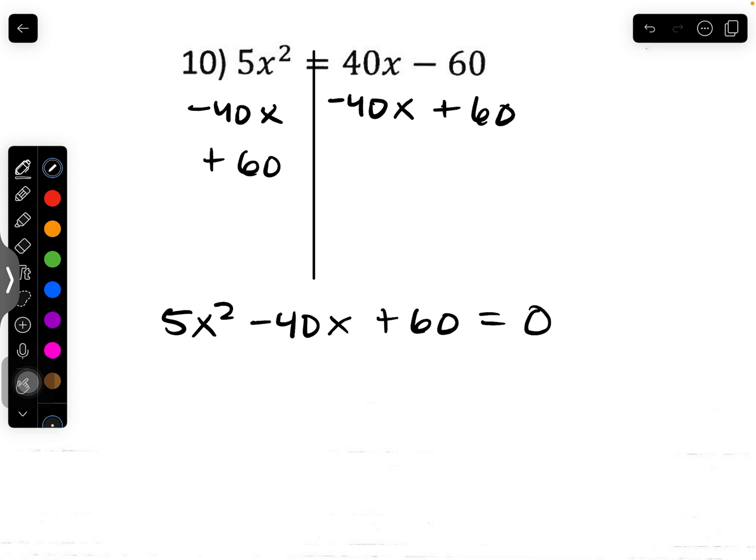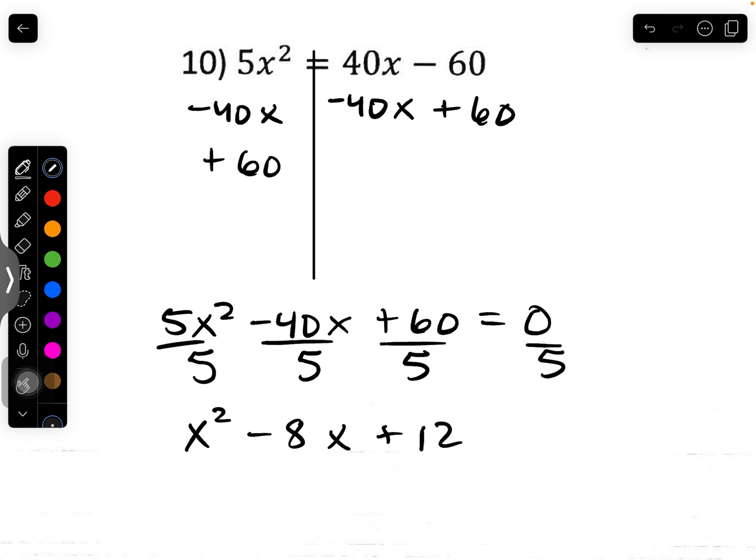So we've moved 2 terms to the left. Now I'm going to divide through by 5 because I can. So that GCF divides out, and we're left with x squared minus 8x plus 12 equals 0, which gives us a less complicated, a much simpler equation to factor and then solve.